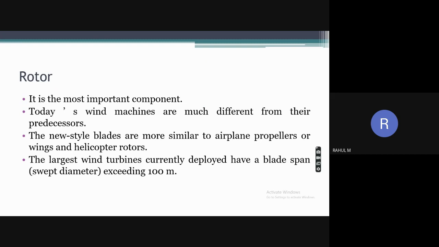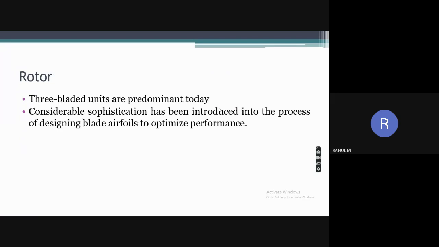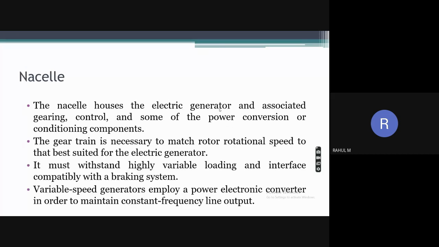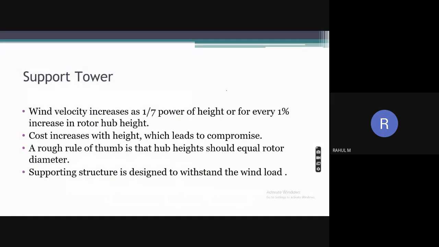As you can see, it is one of the most important components, and normally these are simple blades extending from one end to the other. There are different types of blade setup, which we'll see later. Then followed by the nacelle, which is a unit comprising the gear system, control system, and the electric generator itself, and the supporting tower.